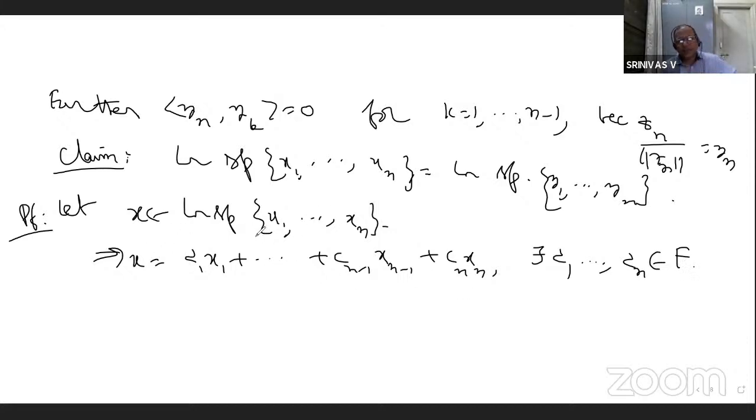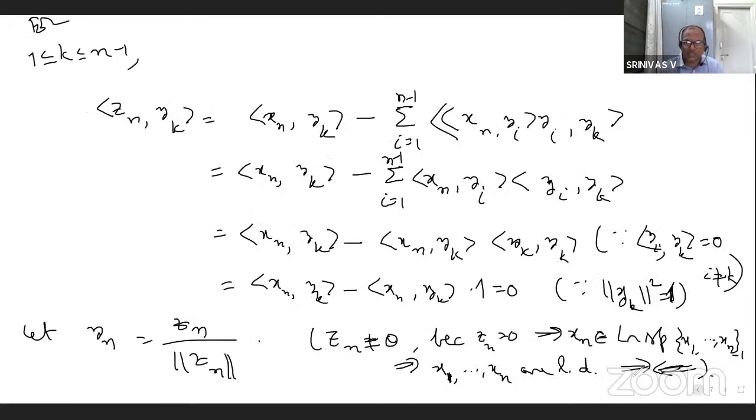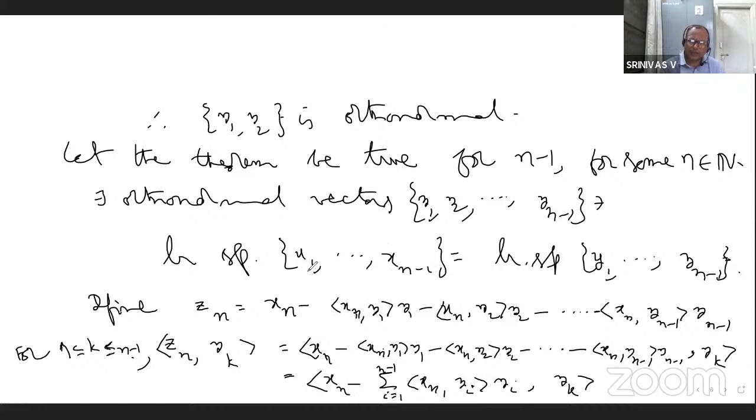X is in the linear span of these n vectors means X is a linear combination of these n vectors. Means there exist scalars c1, c2 up to cn such that this linear combination is equal to X. Okay, and these are scalars. Now you look at this, right? This is in the linear span of x1 up to xn minus 1. So this can be written as d1 y1 plus up to dn minus 1 yn minus 1. Why? This linear combination of the vectors x1 up to xn minus 1 can be written as a linear combination of the vectors y1 up to yn minus 1 because of the induction hypothesis. This is the hypothesis.